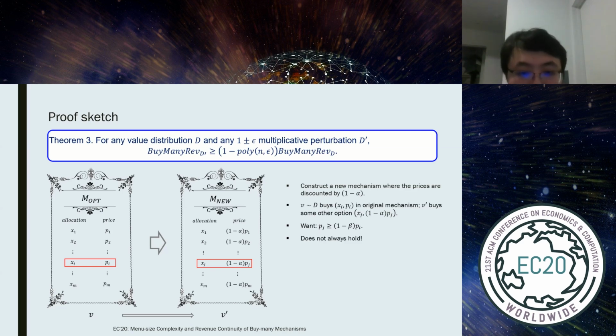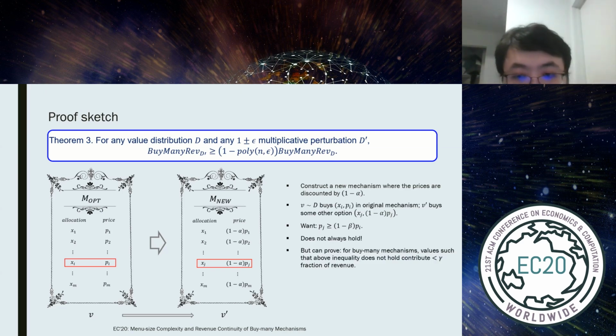The problem is that this may not always be the case, but for buy-many mechanisms, we are able to show that the values from the buyers such that the above inequality doesn't hold only contribute a tiny fraction of the total revenue. So this means that the revenue of the new mechanism under the distribution after perturbation is close to the optimum revenue obtained by the buy-many mechanism under the original distribution. And this proves the continuity result.